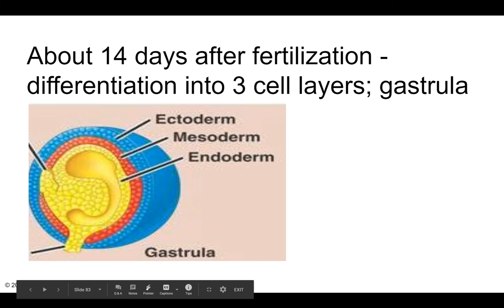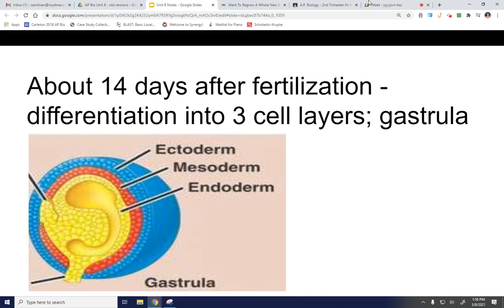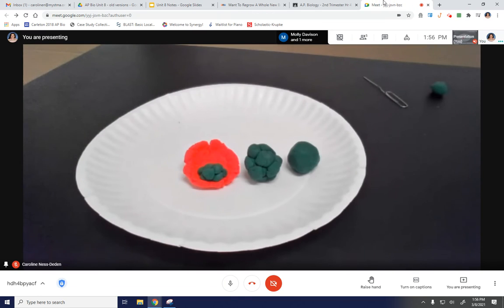Okay. So then about 14 days after fertilization, that clump of embryonic stem cells differentiates into 3 different layers. Watch closely and listen closely as we walk through modeling this last step. I'm going to switch this over so you can watch the video again.